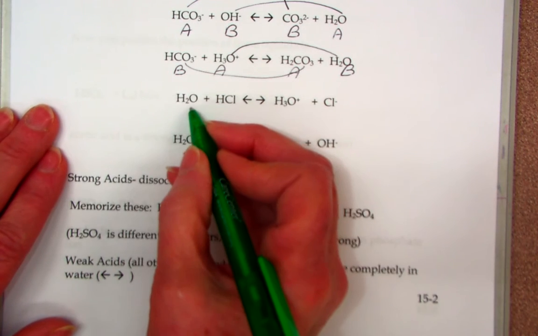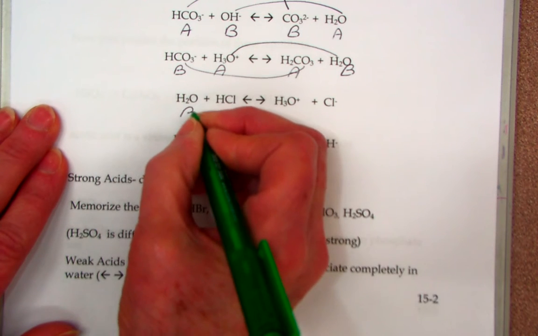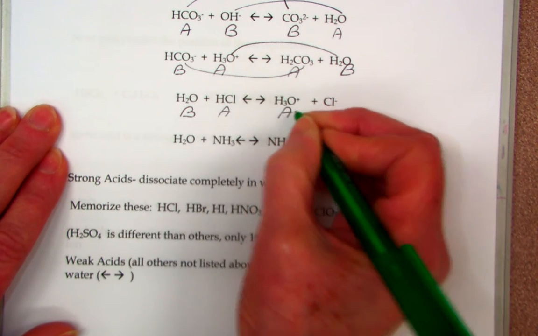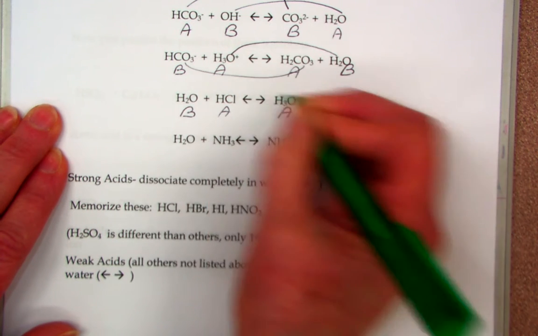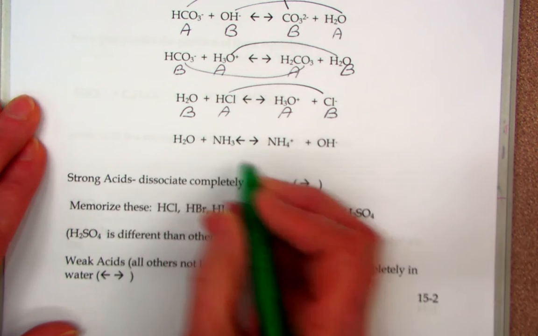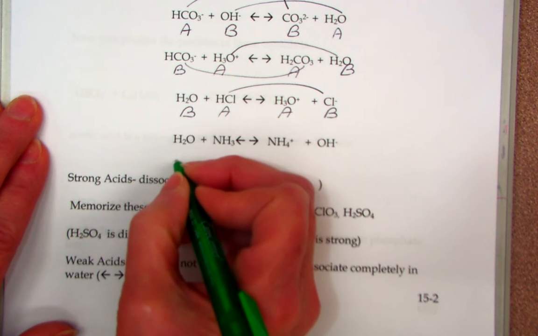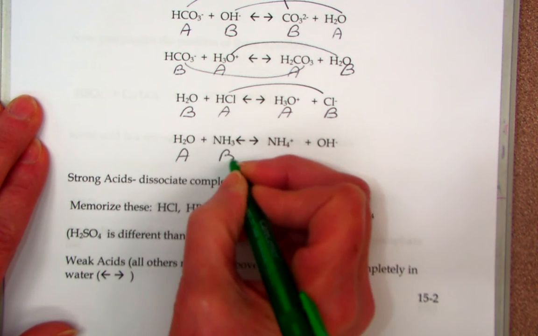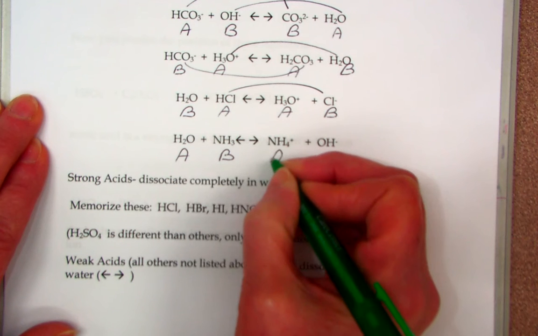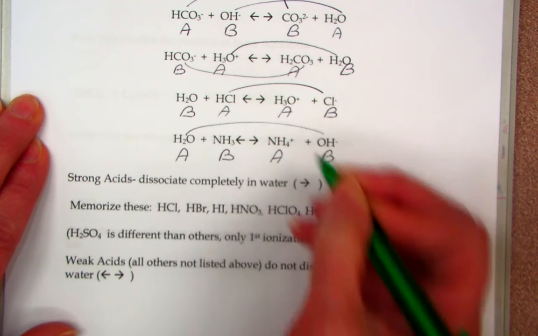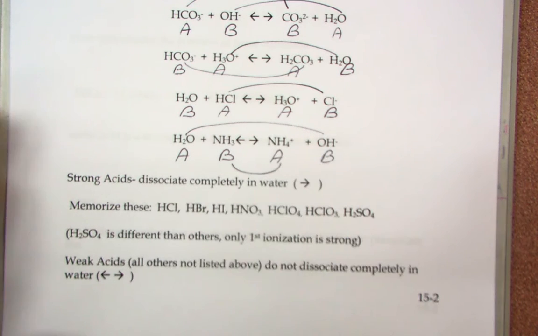Okay, look at water here. When it reacts with HCl, it's a base, and this is an acid. Hydronium is the conjugate acid, and chloride is the conjugate base of HCl. Water can also react with ammonia. In this case, water's being the acid and ammonia's being the base, to make ammonium the conjugate acid and hydroxide the conjugate base of water. So there are a lot of different species that have this two-way behavior in solution.